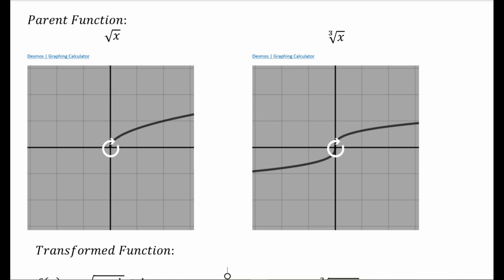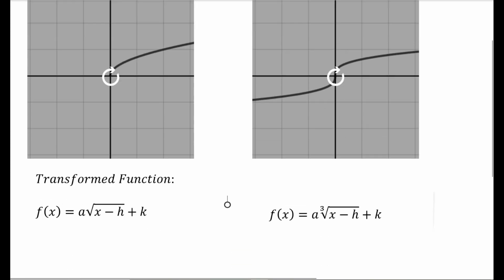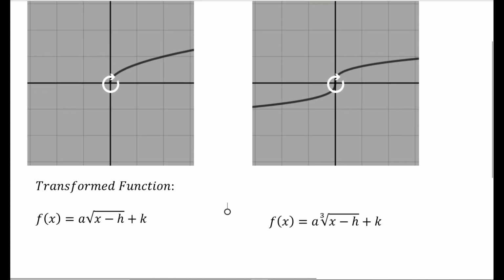If I were to ask you what the square root of x looks like, it just looks like that. You just have to picture that in your mind. Same thing with the cube root of x. Now, these are known as the parent functions. If we transform those functions, they'll look like below. They can take on those forms where a, h, and k can be any number. We're going to talk about what a, h, and k do to each of these functions right now.